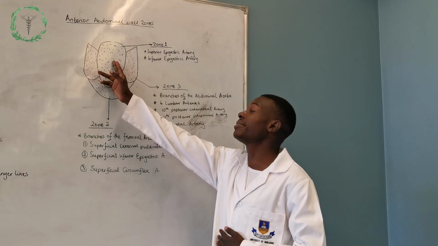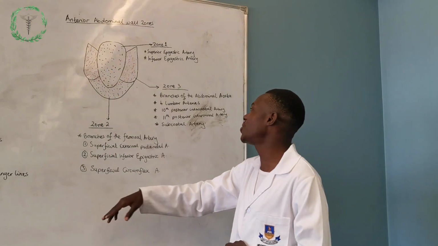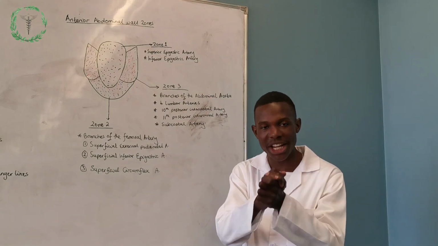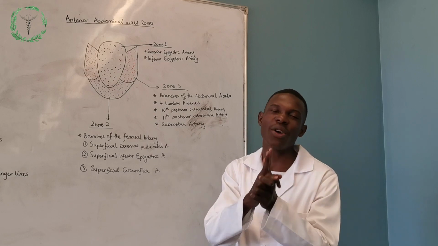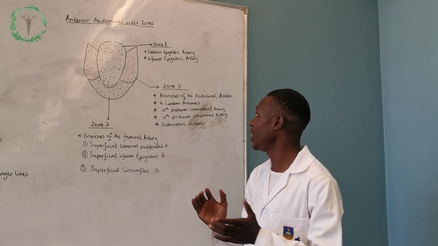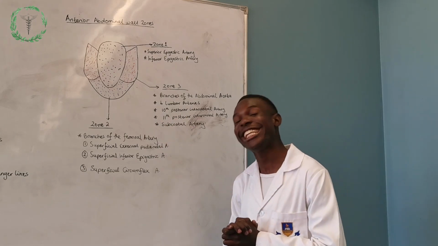So this is zone 1, superior epigastric artery, inferior epigastric artery. Then zone 2, then zone 3, branches of the abdominal aorta: 4 lumbar arteries, 2 posterior intercostal arteries, 10 and 11, and then 1 subcostal artery. So this is the arterial supply to the skin.